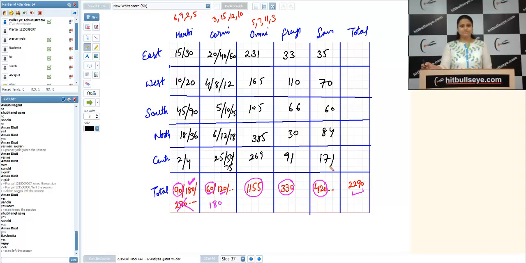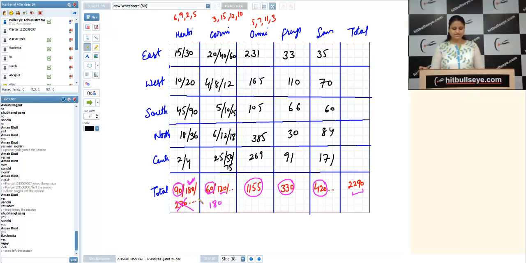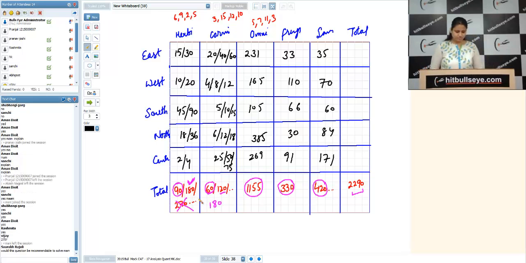So these are the possibilities. Now you can answer your questions. Which is the most populated wing? Now you can see which is the most populated wing. By taking various values, you could do that. Yes, any problem now? Saurabh, no.